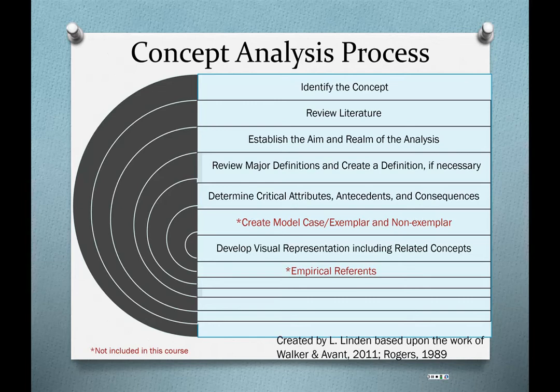You will also determine what the critical attributes or characteristics are that meet that definition, what the antecedents are that precede and the consequences that follow, or the results that follow from the concept. Now, Walker and Avant also talk about case exemplars. They talk about a model case or a borderline case or a non-exemplar that doesn't meet the definition or the attributes. We are not going to use that, or the empirical reference.